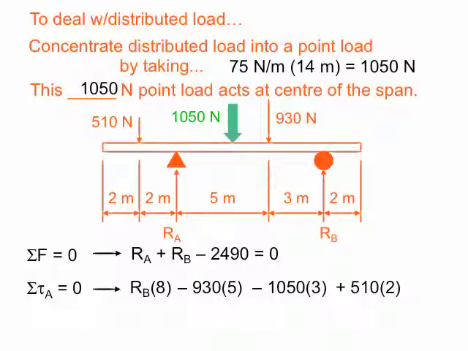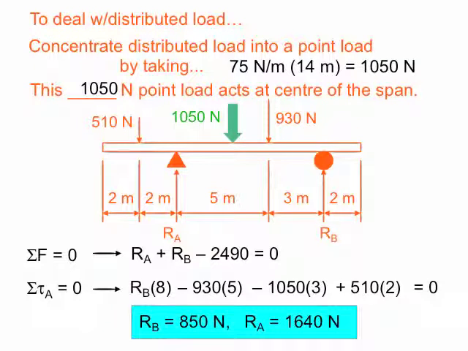Plus, since the 510 is acting in the opposite direction of the other two, it's added, and it's 2 meters away. All of that's got to equal 0 because torque is 0. You get an RB of 850 newtons. You get an RA of 1640 newtons. All right?